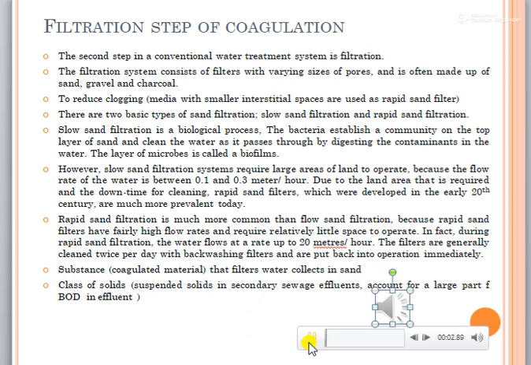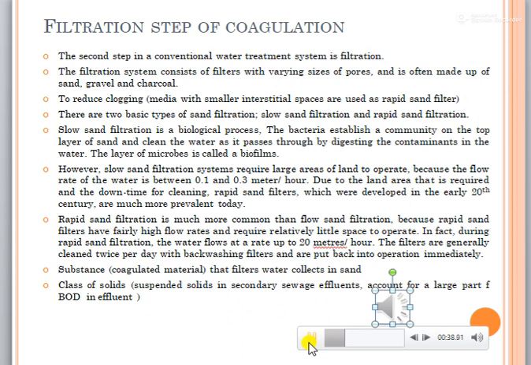The second step in a conventional water treatment system is filtration, which removes particulate matter from water by forcing the water to pass through porous media. The filtration system consists of filters with various sizes of pores and is often made up of sand, gravel and charcoal. It is basically used to reduce clogging. Media with smaller interstitial spaces are used as rapid sand filters. There are two basic types of sand filtration, slow sand filtration and rapid sand filtration.